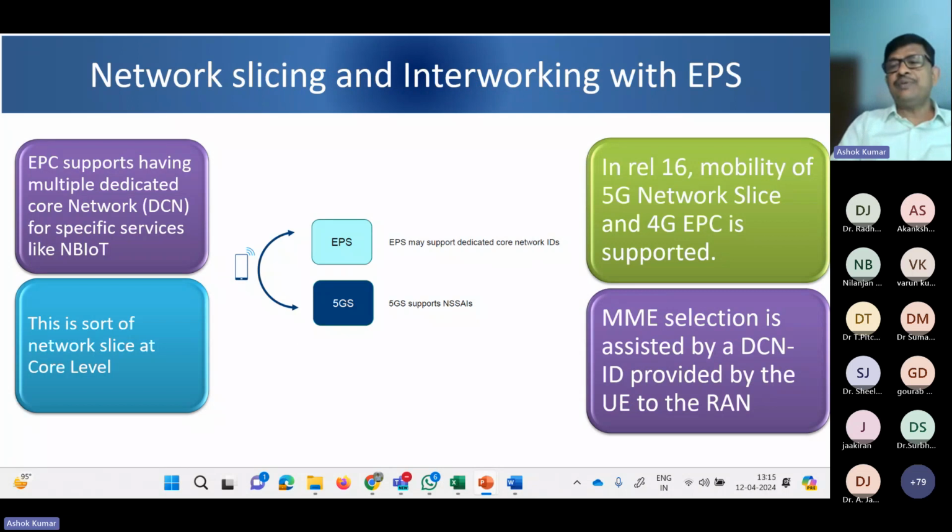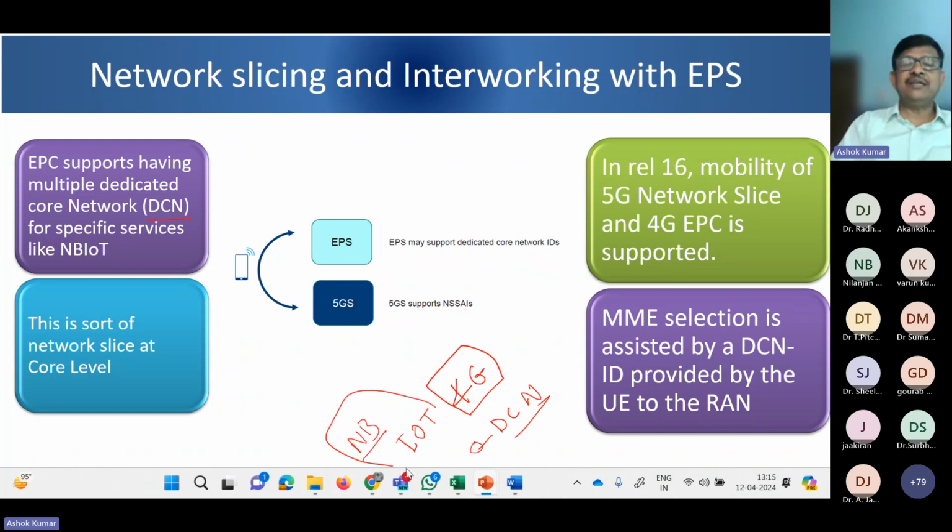Okay, now the next topic which this slide shows is about the interworking with 4G. If you recall, in 4G also there was a concept called dedicated core network, DCN. What was it? For IoT, NB IoT, you might have seen. For NB IoT, you have a separate core. You are not using the same 4G LTE core which you have for normal customers. So you created a different core, right? Those are identified by a DCN ID.